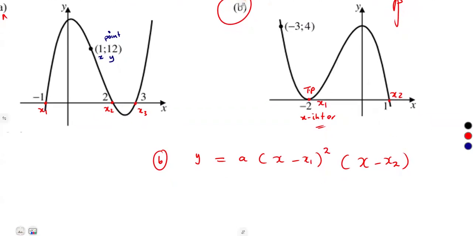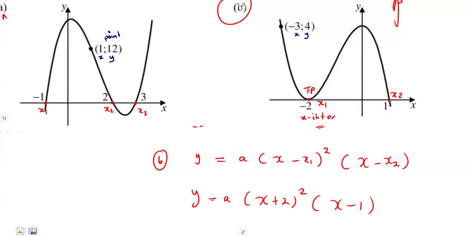And there is a point given, negative 3, 4. So for the value of x and the value of y, you find the value of a. You are done. So that's it, guys. As you can see, it's just a repetition. So that's x minus 2. So minus is going to be what? A positive 2. All right. Into x minus, our x2 is positive 1. So it's going to be just x minus 1.